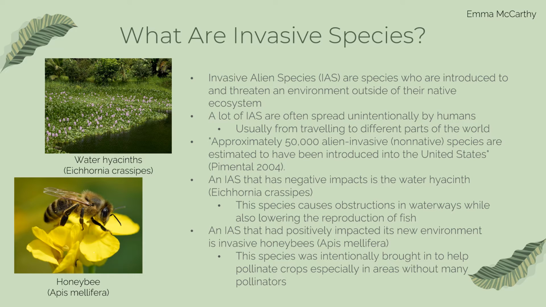The water hyacinth is an invasive species that negatively affects its environment. This Brazil native species invaded Lake Victoria in Africa and caused obstructions in waterways, lowered the reproduction of fish, and spread disease. A specific species of honeybees from Europe was brought over intentionally to North America because it was helpful to farmers. These honeybees were used to help pollinate crops in areas without many pollinators. Invasive alien species can have either positive or negative effects on their new environments.